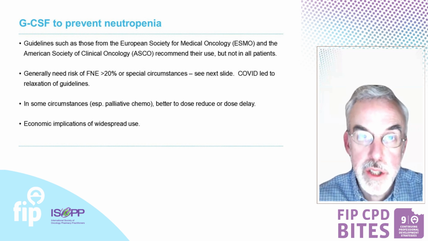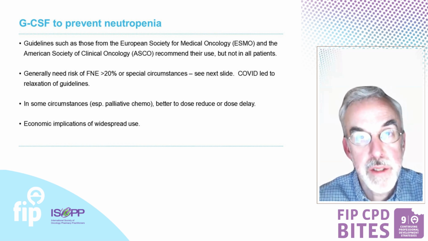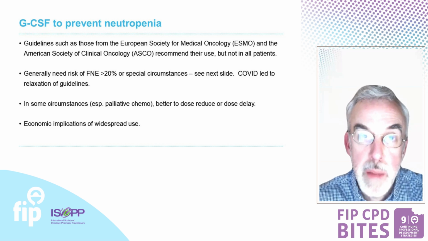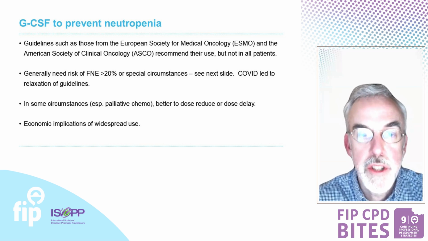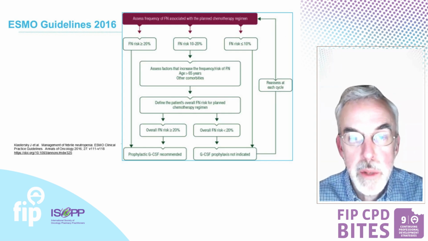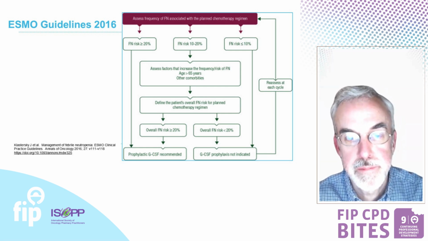GCSF, usually filgrastim or lenograstim, is not used universally, but should be reserved for high-risk groups, driven by the factors mentioned in the earlier slide. I think that the main driver of this is an economic one, as these drugs are expensive, and so the cost-benefit ratio of intervening needs to be considered. There are many reputable international guidelines that can be used as a template for local policies, and I'm showing the most recent ESMO guidelines as an example.